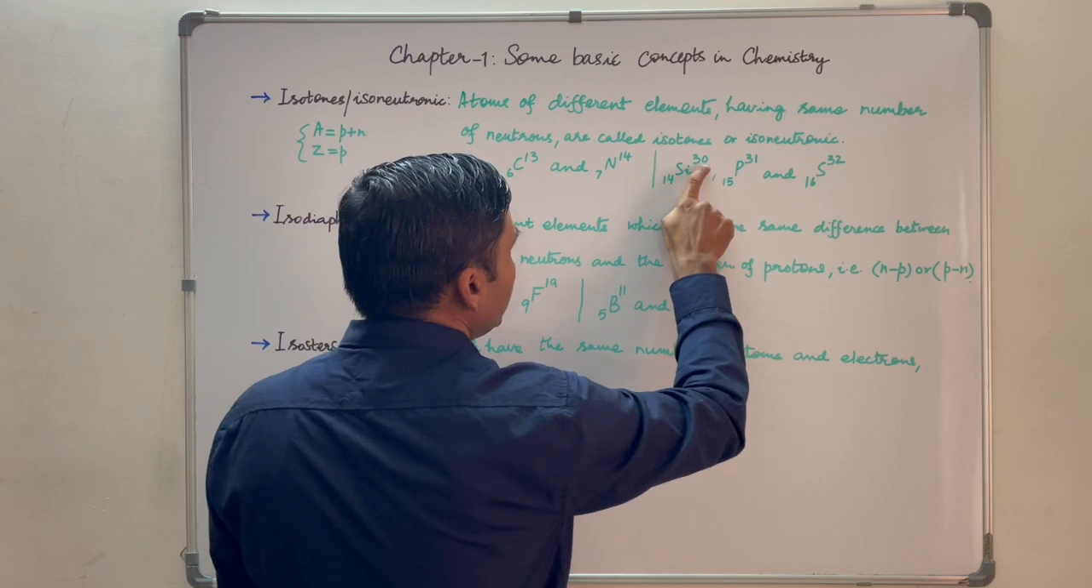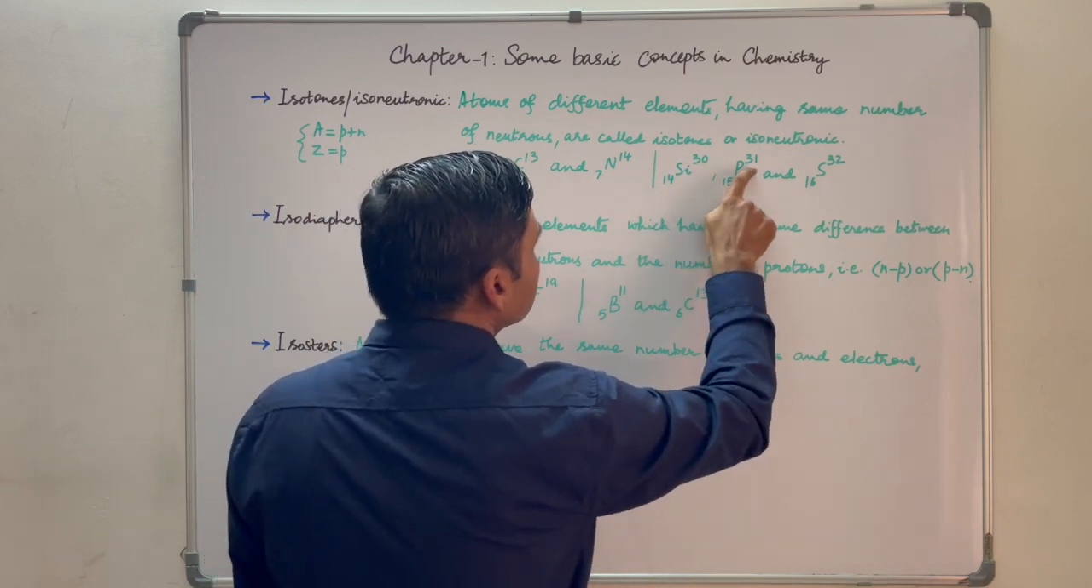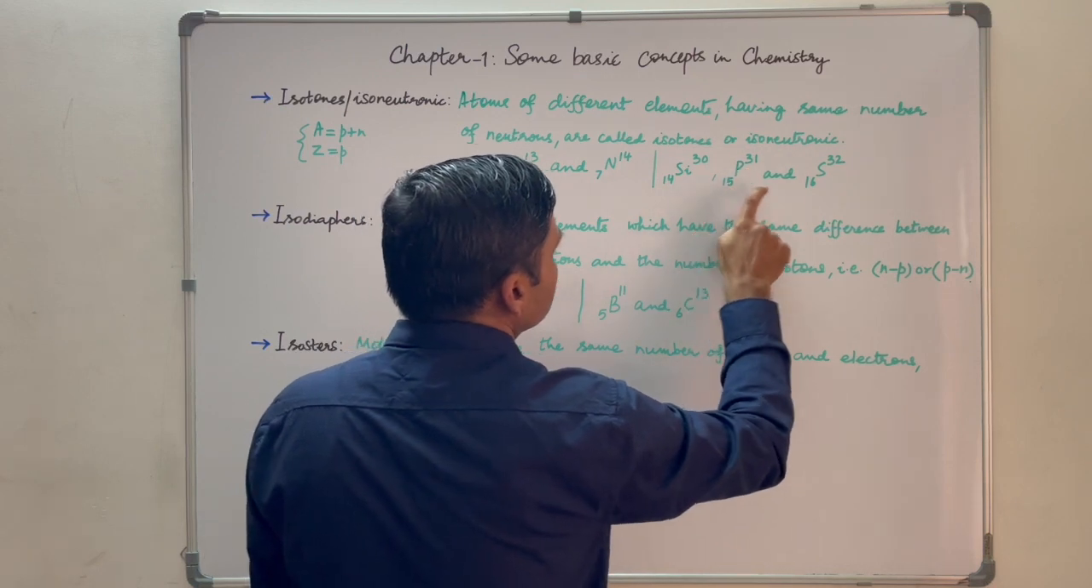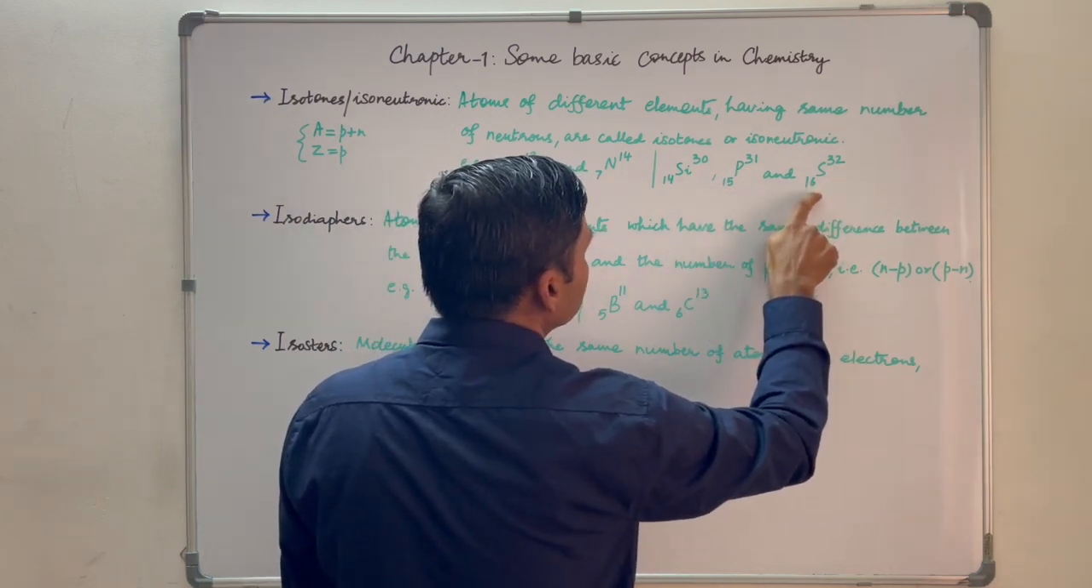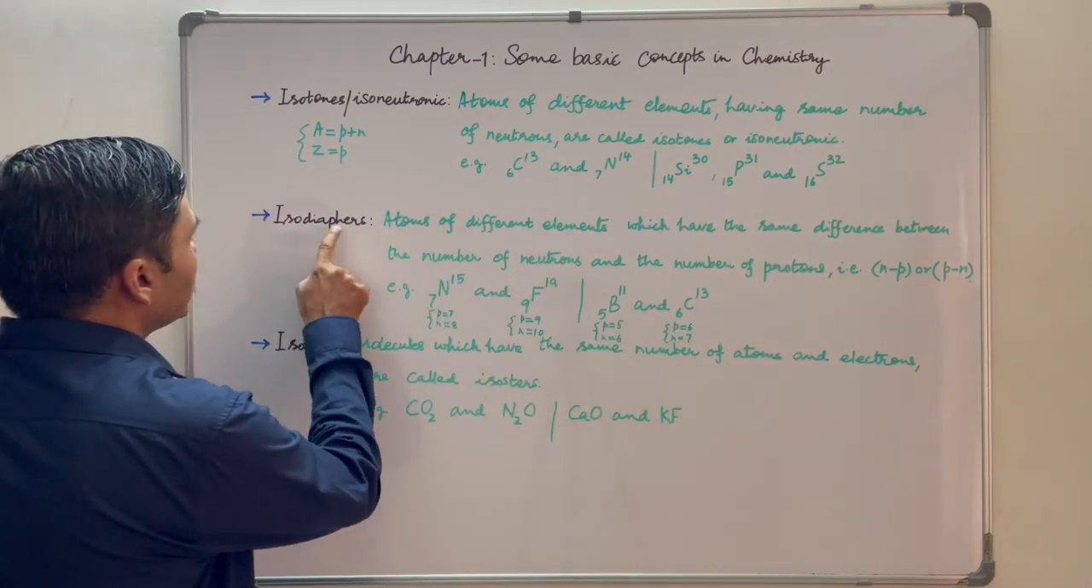Similarly, 14Si30, 15P31 and 16S32. See the difference of A and Z: 30 minus 14 means 16, 31 minus 15 means 16, 32 minus 16 is equal to 16. So they are isoneutronic.